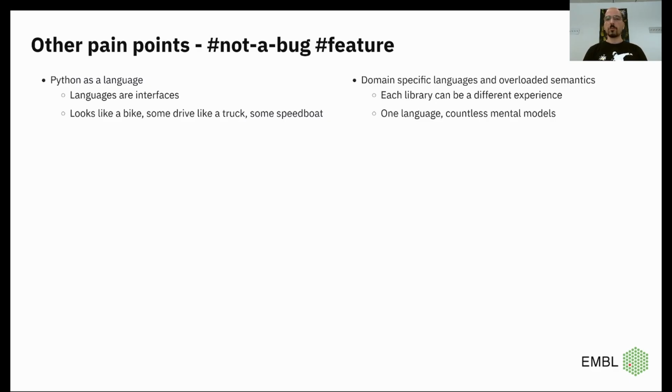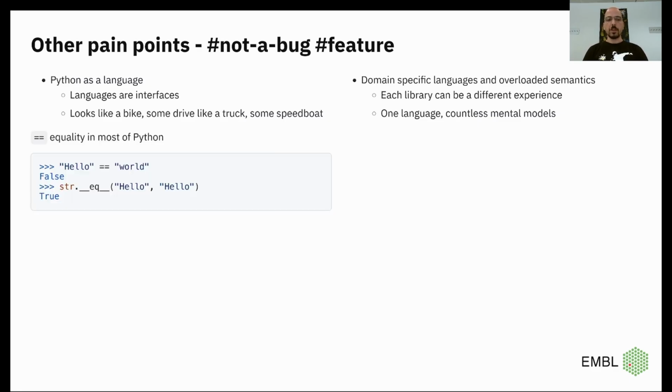And so when you have different libraries, they might actually feel very different, or the way you interact with them might be very different. So while you might have Python as one language to interact with, for each library you might have a different mental model. So the more libraries you have, the more mental models you might need to use.